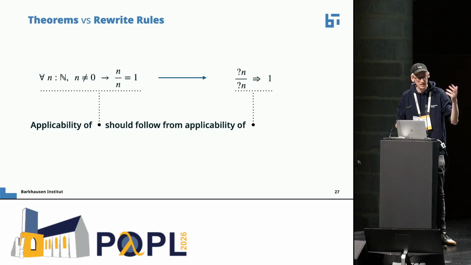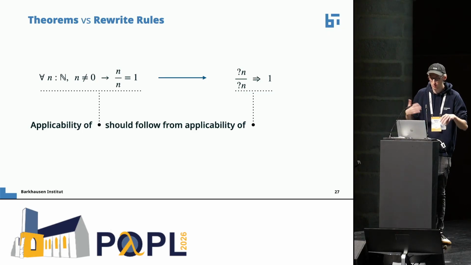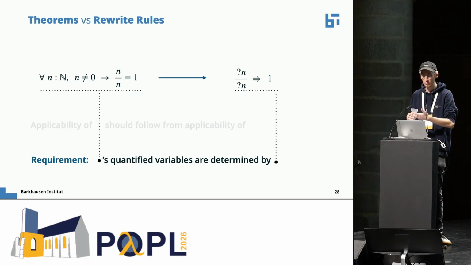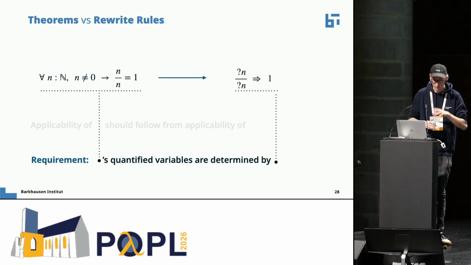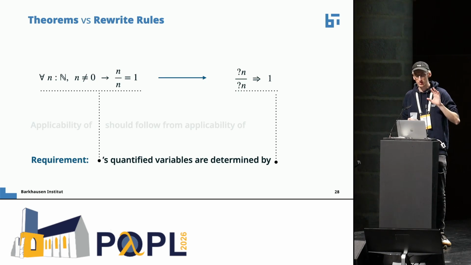So what we really need from our translation of theorems to rewrite rules is that the applicability of the theorem should to a certain degree follow from the applicability of the rewrite rule during equality saturation. Or stated in other words, we have a requirement on which theorems we can translate to rewrite rules, namely the theorem's quantified variables should all be determined by the rewrite rule when it is applied during equality saturation. Now, from this requirement in our paper, we derive a given set of rules on which theorems we can effectively translate to rewrite rules. But I don't want to go into those as they're a bit technical.